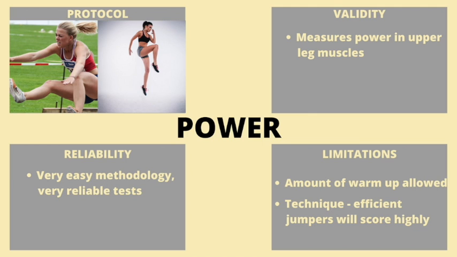Reliability. Again, very easy methodologies, just make sure you don't get complacent. The standing broad jump: stand from one line, two feet, jump, land, and measure from your back point, from your back heel. Standing vertical jump: you can do it without anything, just a bit of chalk on your finger. Stand against the wall, jump as high as you can and slap the wall.